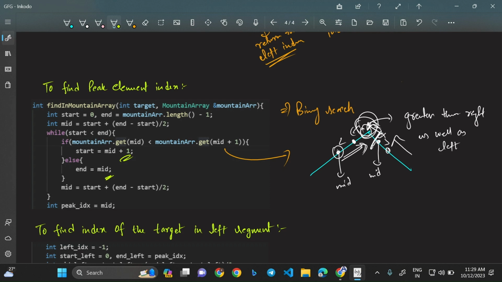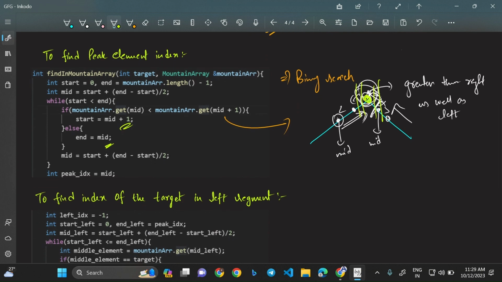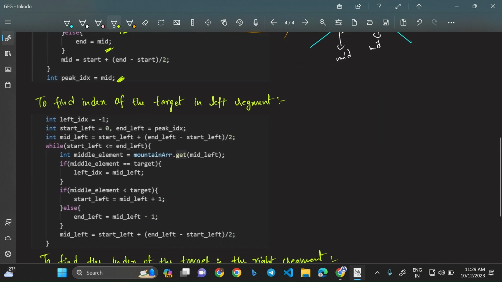So this is how we'll be doing the binary search, and finally shrink our start and end, and finally we'll be reaching the peak point. Okay, so this is how we'll be doing it, and finally we will equalize the peak index to mid. So now find the index of the target in the left segment. Let us assume int left index to be -1. So start left would be 0. All right.